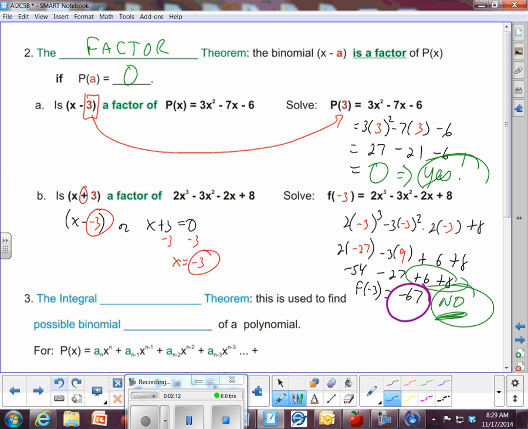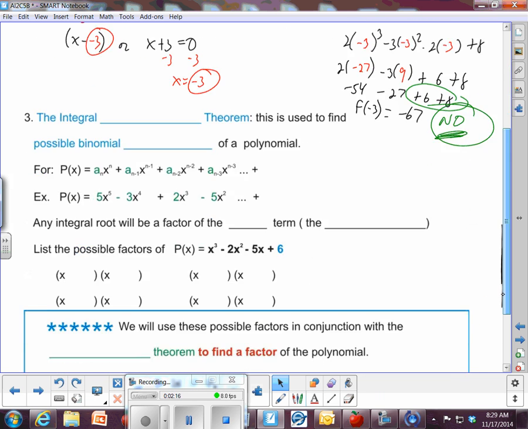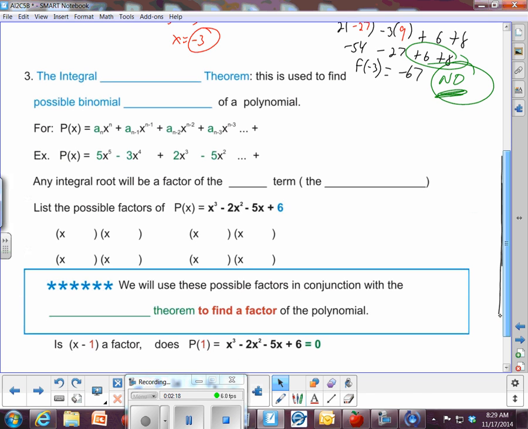Okay, all of that is to lead us to be able to factor polynomials. So now we've got another one. So number 3, this is called the integral root theorem. Don't get caught up on the name. I'm not going to ask you it much, so don't freak out with the term there, the integral root theorem. Basically, the key to this is it's used to find the possible binomial factors.